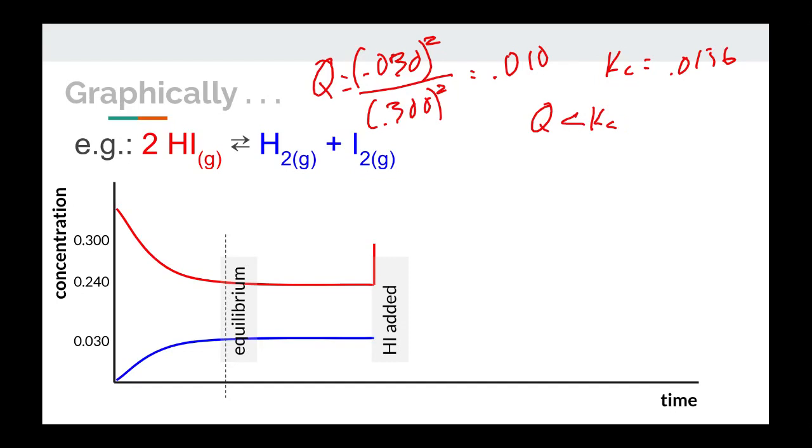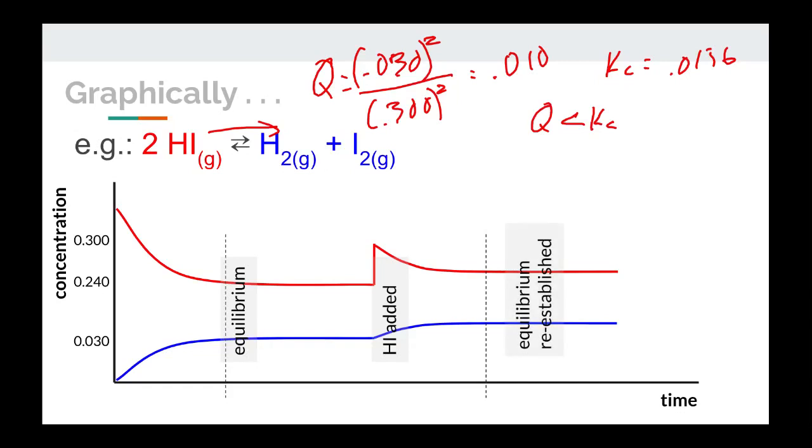The only way we can get Q back to the size of Kc is if we reduce the denominator by using up some reactant and increase the numerator by creating some product. So that means this reaction is going to shift in the rightward direction and produce more product. Graphically, the concentration of H2 and I2 would increase, and the concentration of HI would go down. It will go down until they reestablish equilibrium.